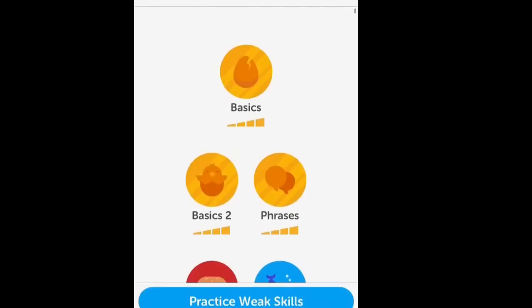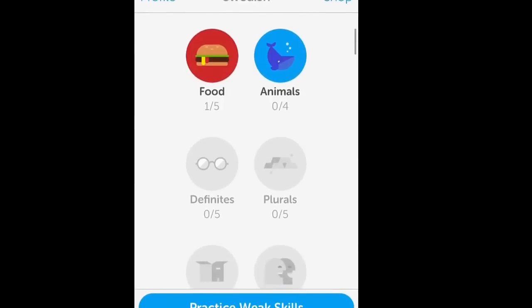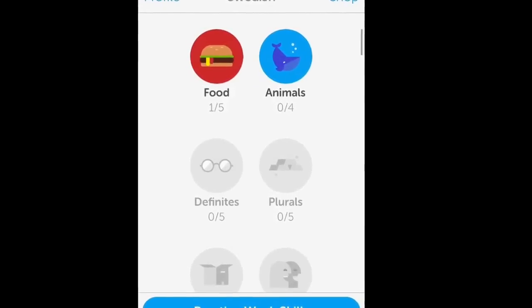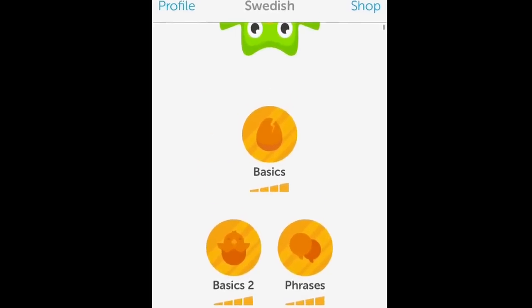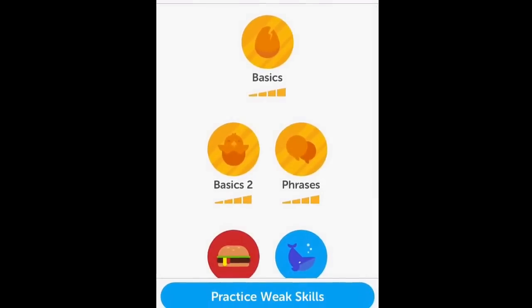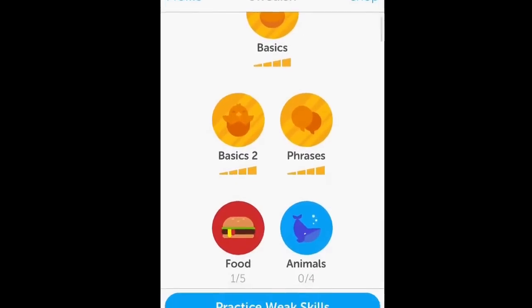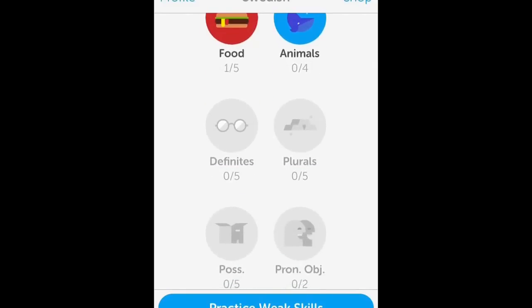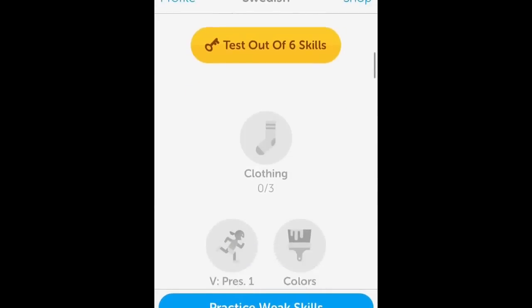So I'm going to show you guys how it's laid out. I know many of you probably haven't heard of it. As I said, I decided to do this for Swedish, and this is what it looks like. You have basics, basics two, phrases, food, animals. They just give you a variety of things to learn.